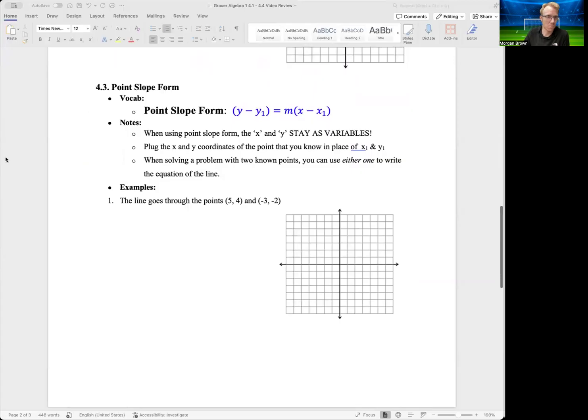Point slope form is very, very nice if you have to find an equation and you know one of the points. So in this case, it says we know these 2 points. So once again, more practice of the same thing. Plot these 2 points. Go over 5, up 4, put a dot, label your axes. And the second point is -3, -2. So go back 3, down 2, put a point, label your axes.